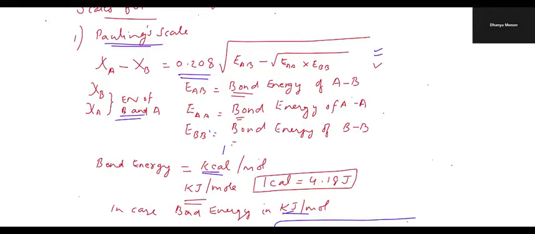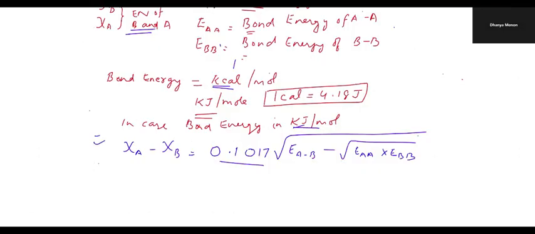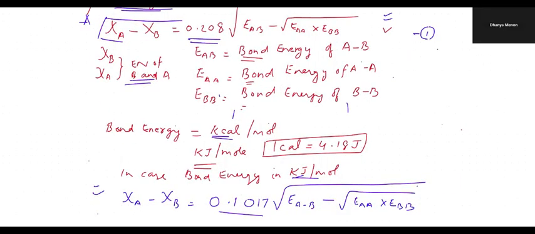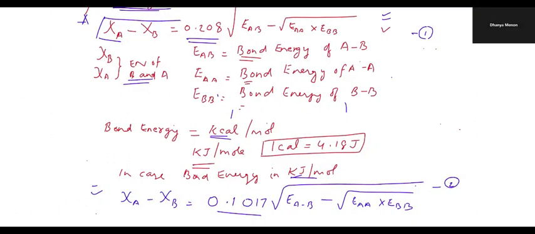So this is another formula that you must memorize. I hope this is clear. When to use formula 1 and when to use formula 2? If the bond energy is given in kilocalories per mole, you can use formula 1. If the bond energy is given in kilojoules per mole, you can use formula 2.